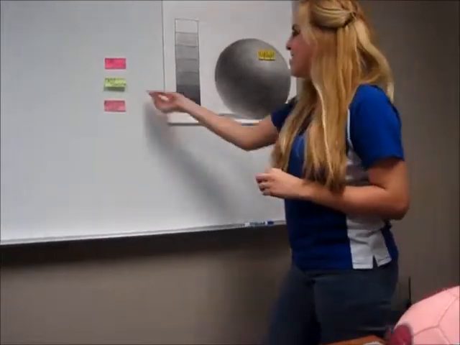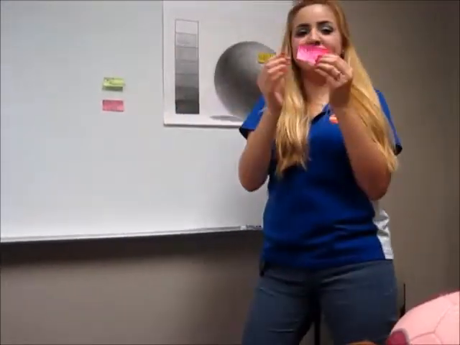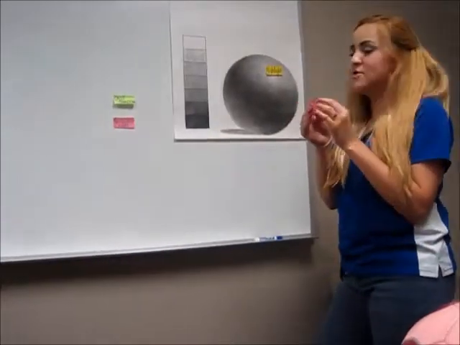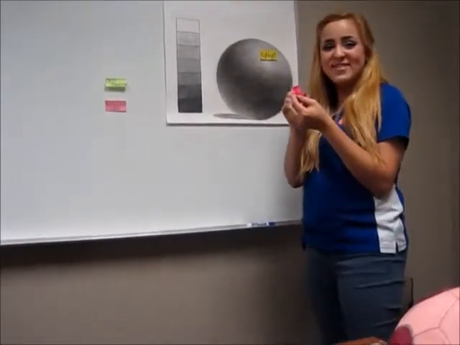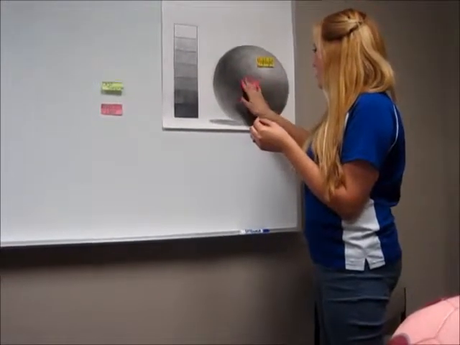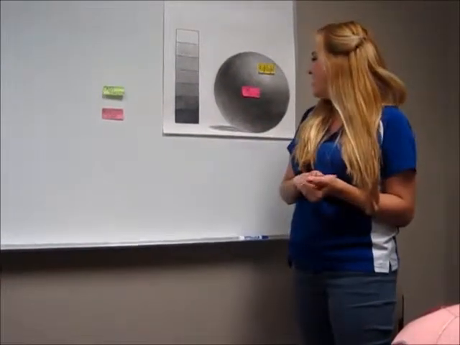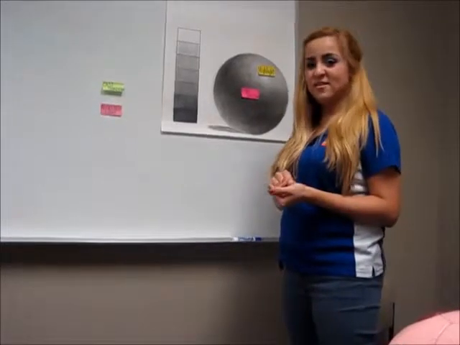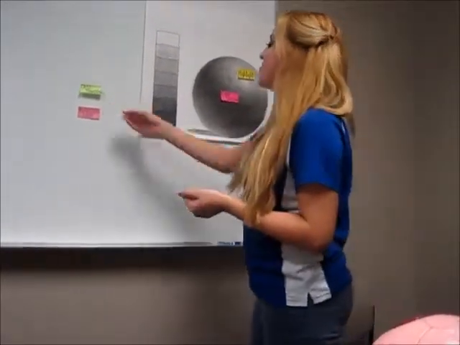Very good. What about the core shadow? What is the core shadow? The part in the middle. The middle? Here? Yeah. Why? Because it's the darkest part of the ball. The darkest part. Good job.